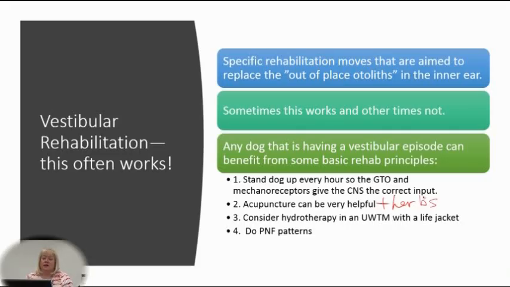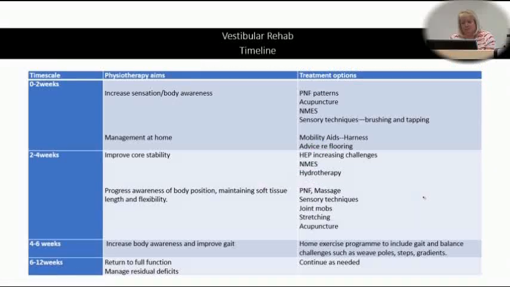And so that's kind of a weird case. And many times things do not work and people don't think about doing rehabilitation with dogs that have vestibular disease. But dogs that have vestibular disease are a really good reason to do rehabilitation.